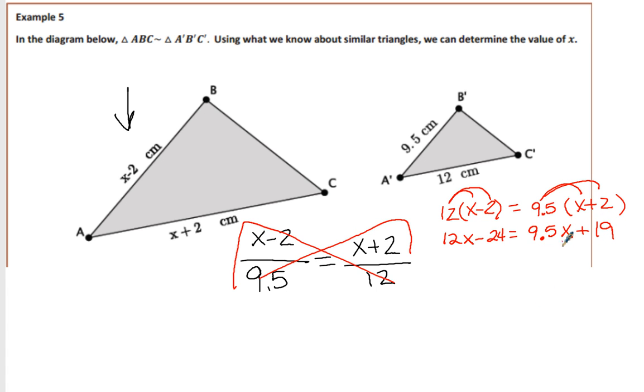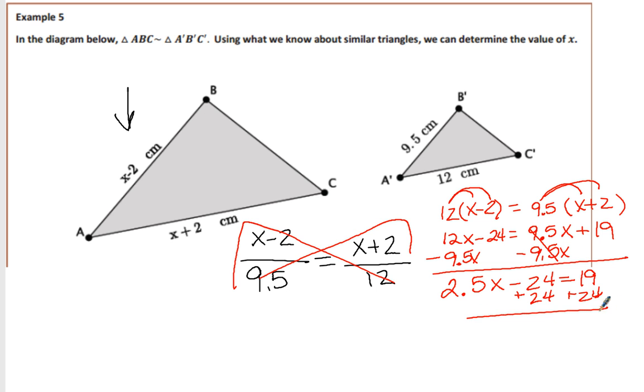And now which is our smaller x? We're going to have to subtract 9.5x from the right side and subtract it from the left side. Now when we do that, if we take 12, take away 9, we get 3, but we still have to take away another half. So don't accidentally add on the half, make sure you subtract it. So 2.5x minus 24 equals 19. Add 24 to both sides. So now we have 2.5x equals 19 plus 24, which is 43.